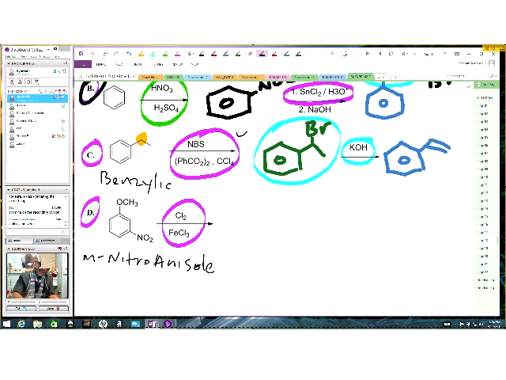Okay, with chlorine in the presence of iron 3 chloride. What will be the product? Okay, now let me go ahead and number this. I want to ask a question here. Let's call this carbon 1. Let us call this carbon 2, carbon 3, 4, 5, and 6.